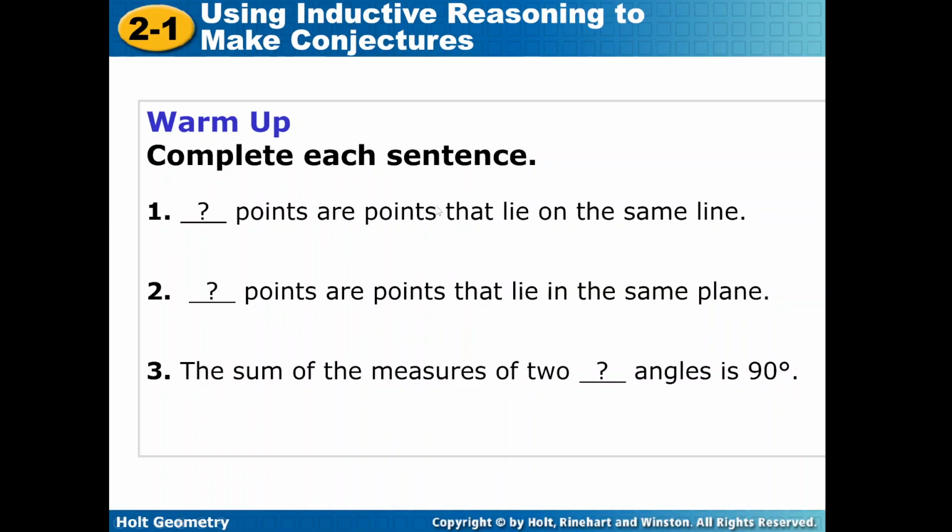There's a warm-up problem that you can try. Blank points are points that lie on the same line. So this one can say what? Collinear points. And blank points are points that lie in the same plane, coplanar, right? And the sum of the measures of two blank angles is 90 degrees: complementary angles. So that's something you can use to refresh what we talked about recently.